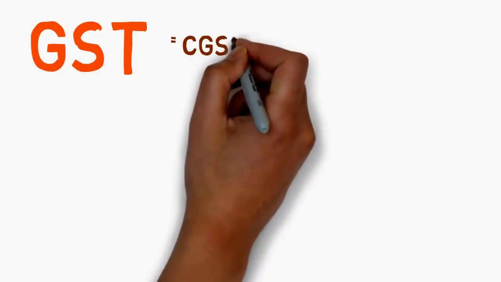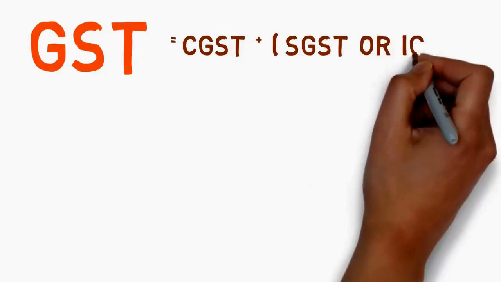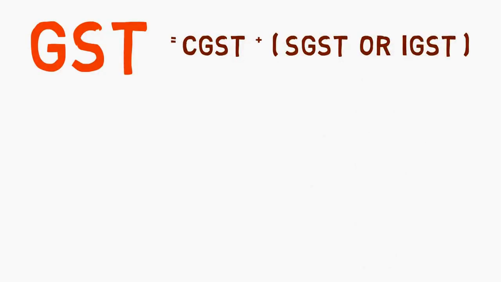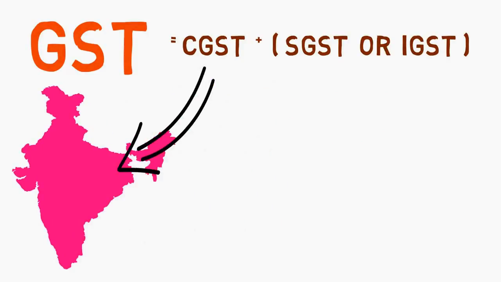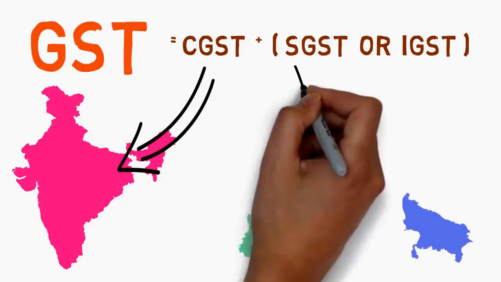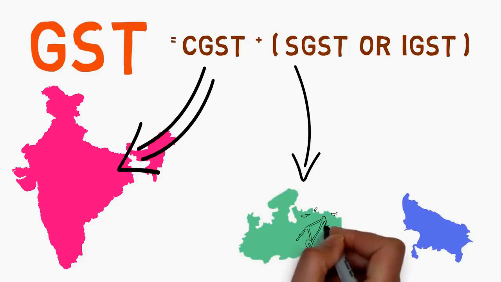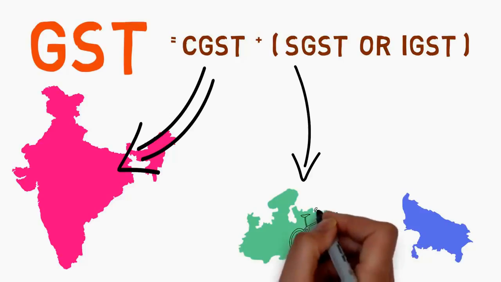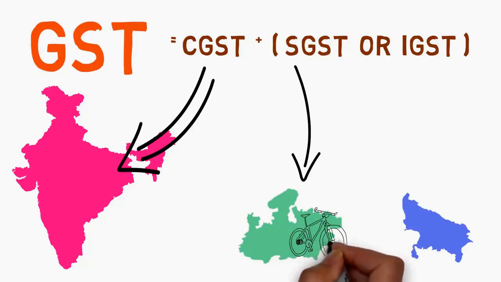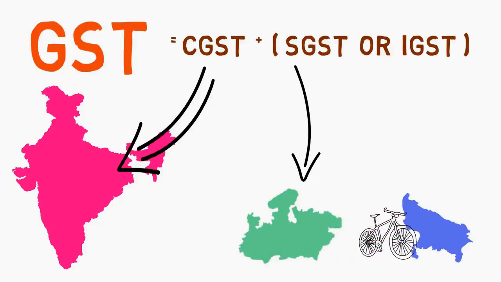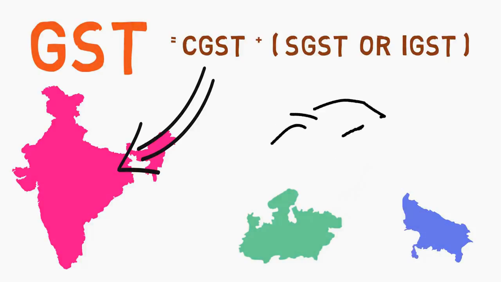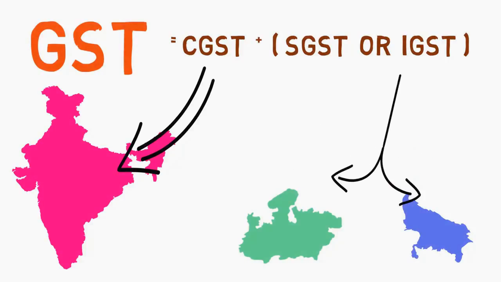GST is a combination of CGST and SGST, or IGST. CGST is central GST, which is paid to the central government. SGST is the state GST, which is paid to the state government, and IGST is the integrated GST which comes in the situation when goods and services move interstate. For example, product A is manufactured in Madhya Pradesh and sold in Uttar Pradesh, so IGST is distributed between both the states. In this case, SGST will not be collected.